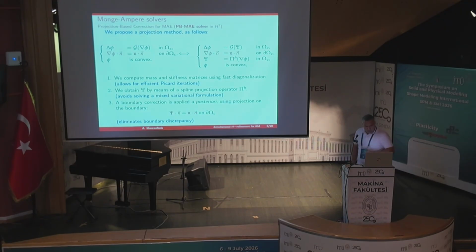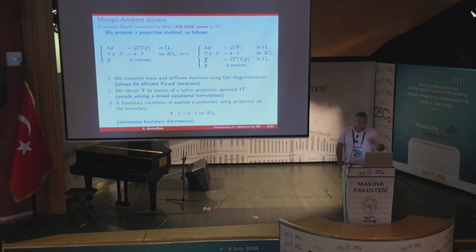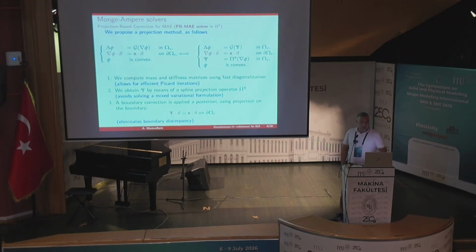Okay, with this, I can tell you about our first contribution in the present paper, which is to propose a projection method to solve this Monge-Ampère equation. So instead of going to a mixed formulation, we project at every step of the Picard iteration. We project the gradient of the potential, and we obtain a new spline function that we can evaluate for the next step. So all this solution is happening in the isogeometric sense, meaning that we use tensor product B-splines to solve this equation, and we obtain the solution as a function in a spline space again.